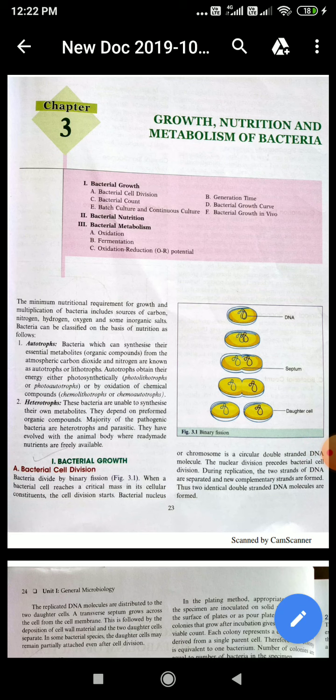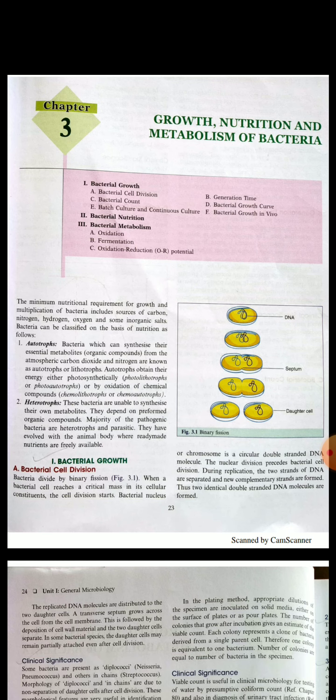Autotrophs. These are the bacteria which can synthesize their essential metabolites, that is, their organic compounds, from the atmospheric carbon dioxide and nitrogen, and are known as autotrophs or lithotrophs. Further, the autotrophs obtain their energy either photosynthetically, that are photolithotrophs or photoautotrophs, or by oxidation of chemical compounds. These are called chemolithotrophs or chemoautotrophs.